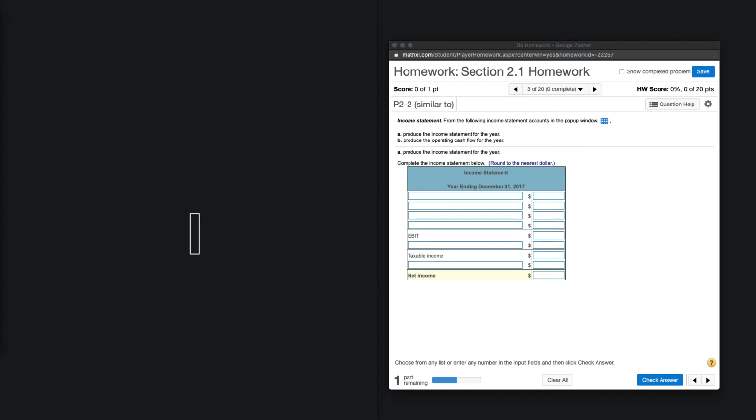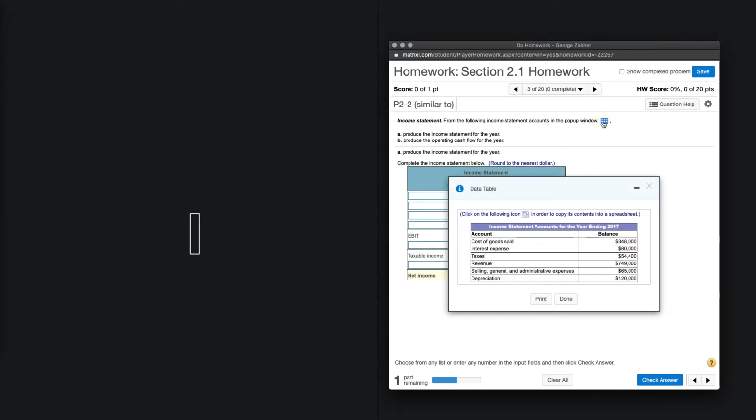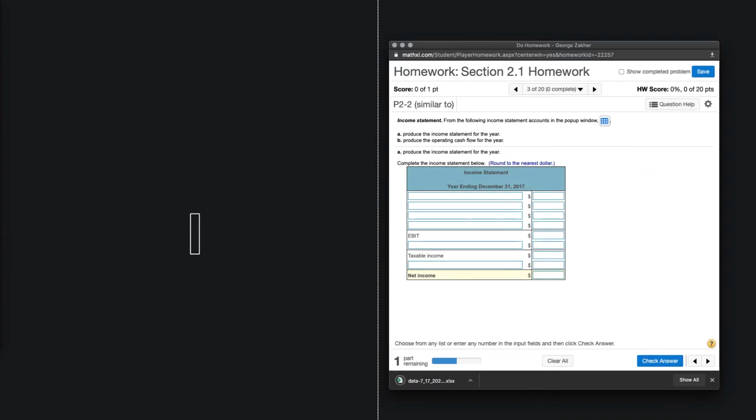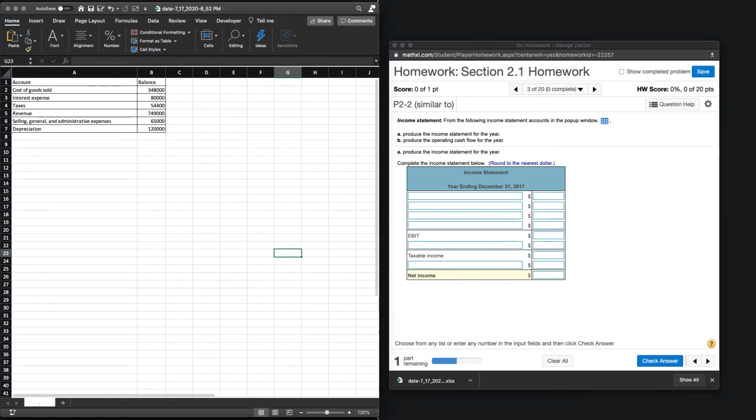Hey everyone, let's take a look at how to produce an income statement. So we'll open up our data here, have the option to open it in Excel. Once we do that, we can get it here.